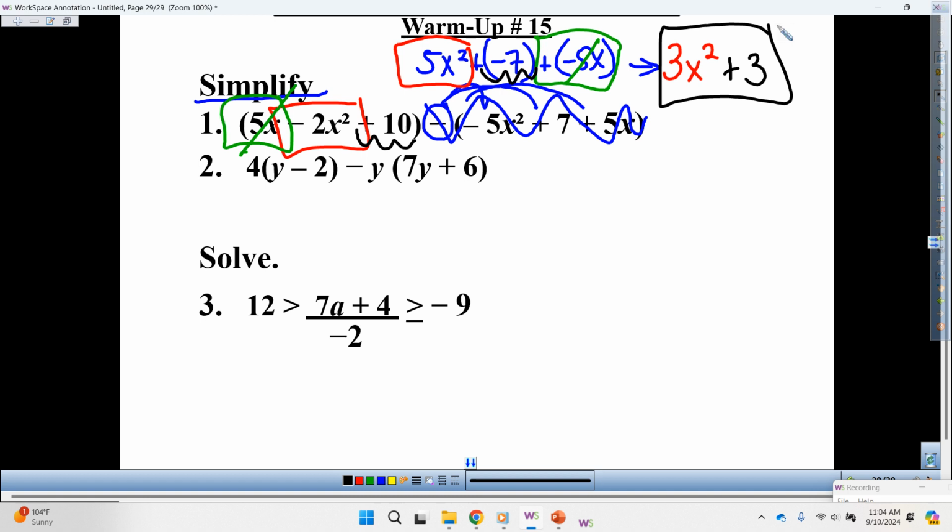Let's go. Number 2. Share with the neighbor what you got for number 2. Then we're going to have, let's see, how about Mario's going to enlighten us with that one. Share with your neighbor what you got for number 2.